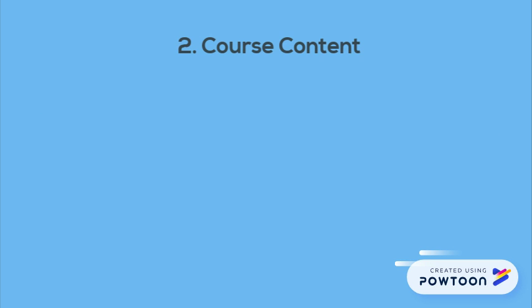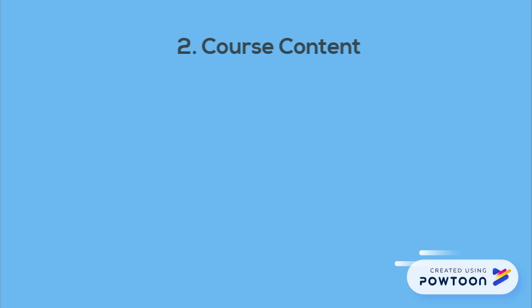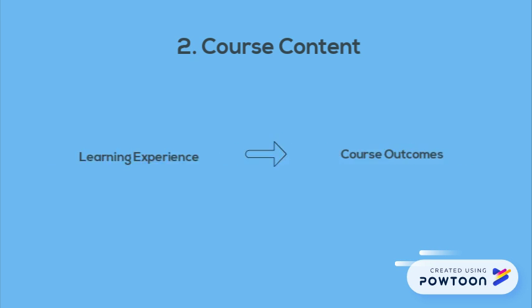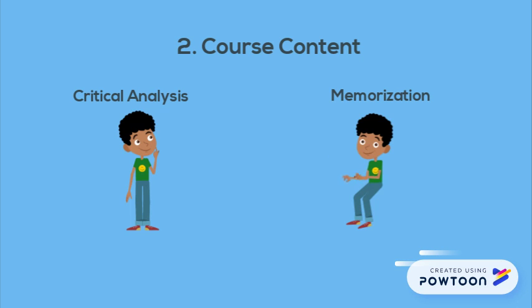Another consideration is the content. In the Canadian K-12 system, much of the course content is regulated by governing bodies and must follow a specific curriculum with specific learning outcomes. This needs to be considered when designing the online classroom because the choices and self-directed learning component of the online learning experience should be tied to the course outcomes. For example, if the course is meant to encourage critical analysis, it may be designed quite differently than a course which requires a lot of memorization.